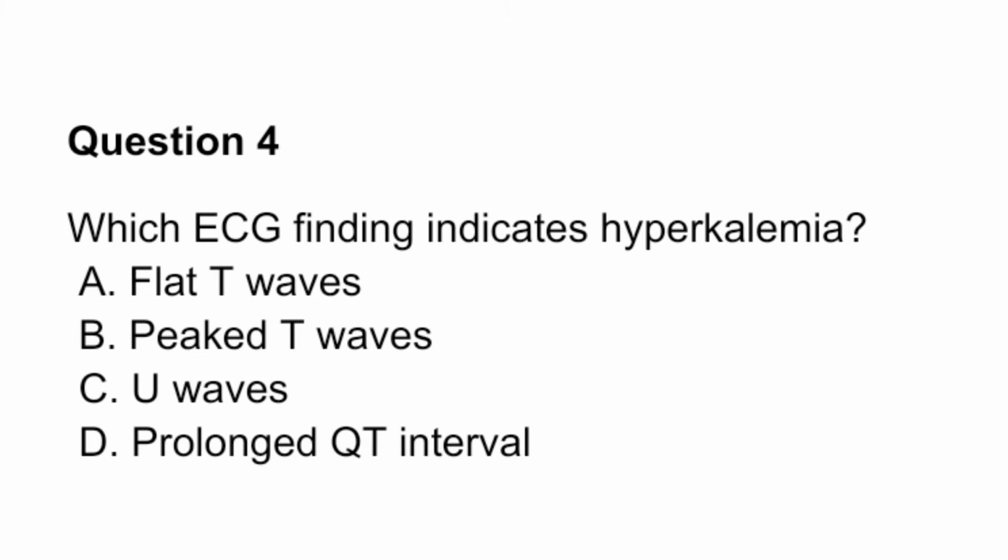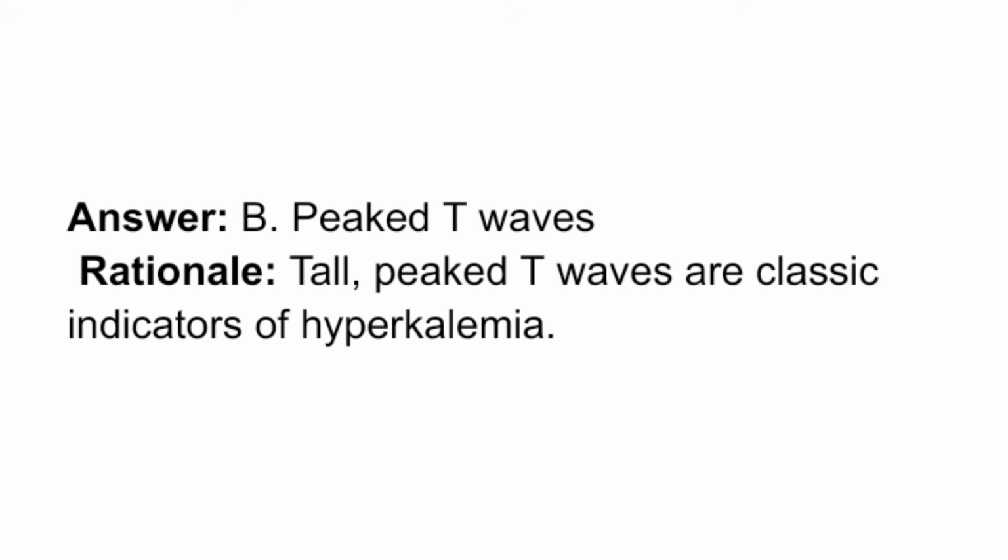Question 4. Which ECG finding indicates hyperkalemia? A. Flat T waves. B. Peaked T waves. C. U waves. D. Prolonged QT interval. Answer B. Peaked T waves. Rationale. Tall, peaked T waves are classic indicators of hyperkalemia.